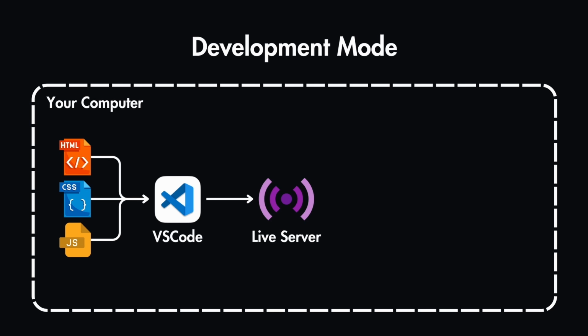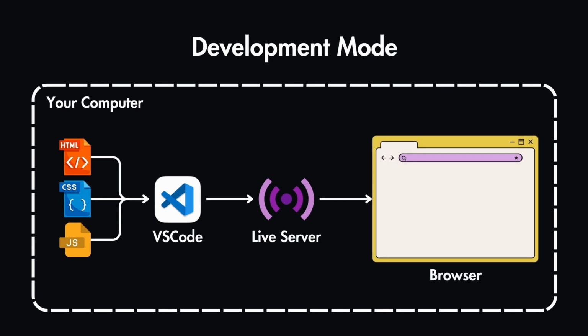And this starts the local server on your computer. And then when you open the HTML file in the browser, it fetches the associated CSS and JavaScript files from your local live server. And once your browser receives the JavaScript file, this is when the JavaScript engine comes in and it reads your JavaScript code, understands it, and then executes it, which then brings your web page to life. So this is how we typically work in development mode on our computer.